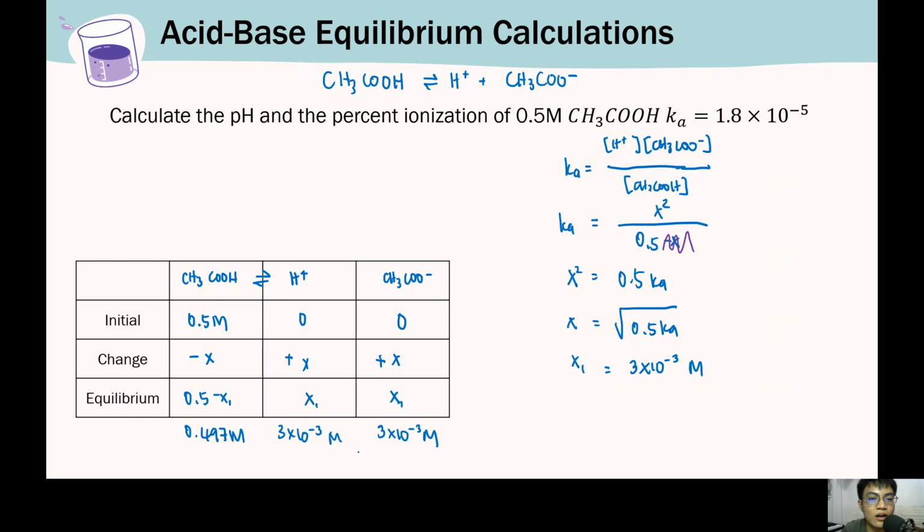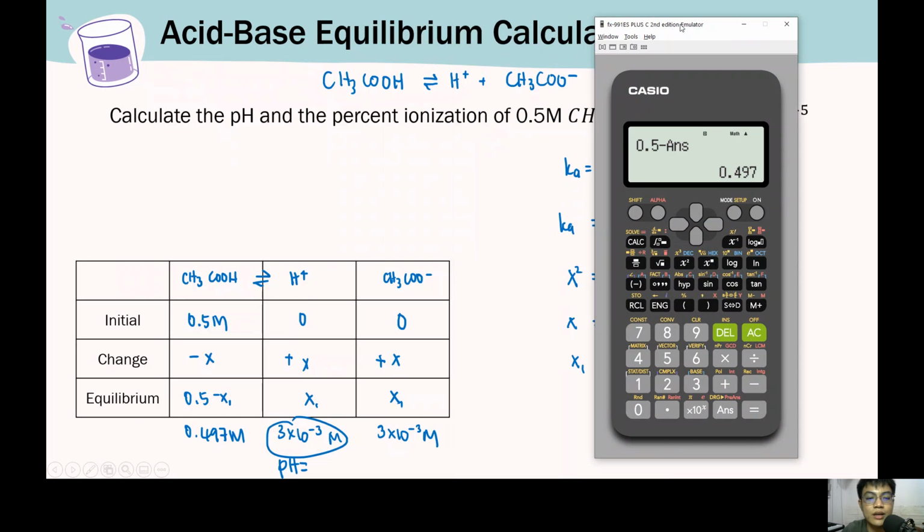Okay, and now, how will we calculate the pH? So basically, you need to use this for the pH. So pH is the negative log of your H plus concentration. It's negative log of your H plus concentration. So that's 3 times 10 raised to negative 3. Okay, so the answer is 2.52.